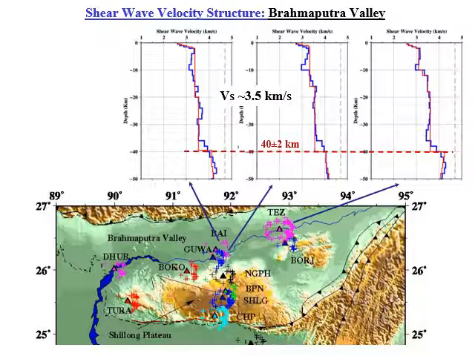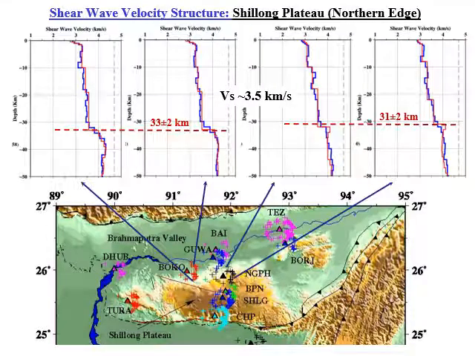I'm going to present to you the velocity structure going from north to south. This is a plot of the shear wave velocity structure for stations in the Brahmaputra Valley. There are three panels on the top which are velocity structure for stations Baihata, north of Guwahati, and Tejpur. What is important to observe in these velocity models is the average velocity in the crust, which is about 3.5 kilometers per second for all the three velocity models, and the thickness of the crust, which is 40 plus minus 2 kilometers.